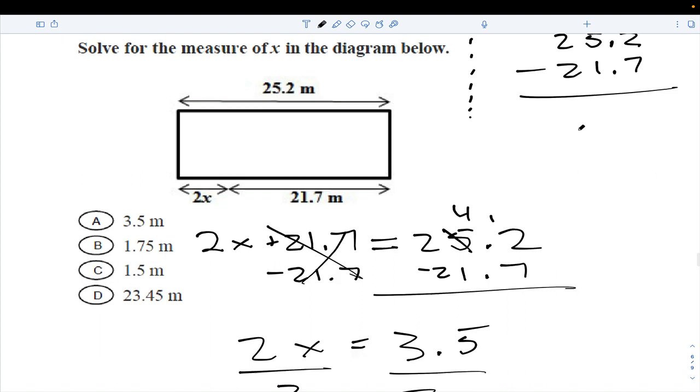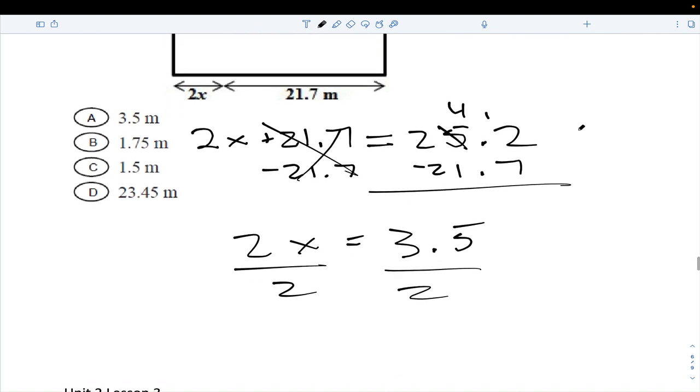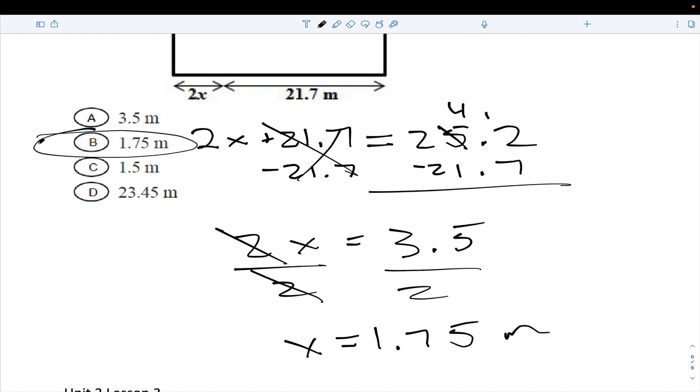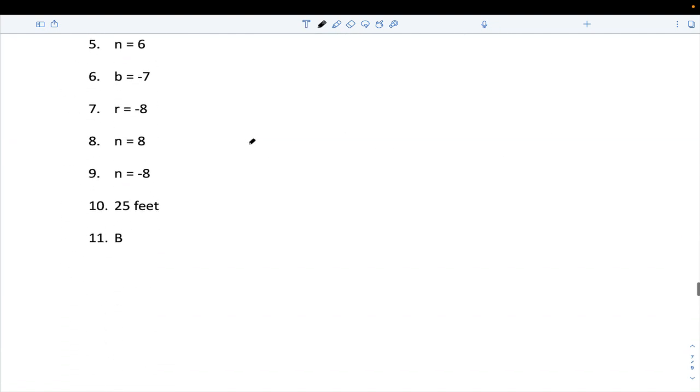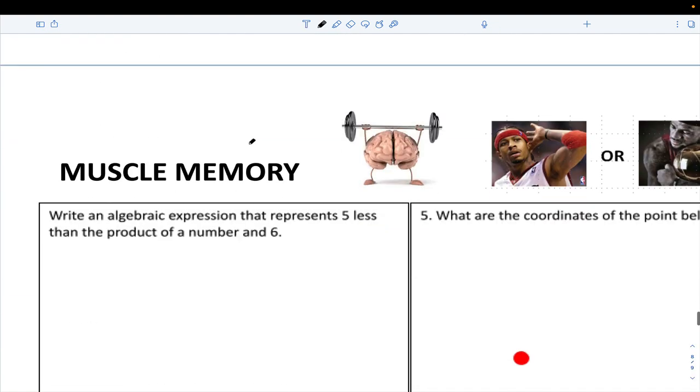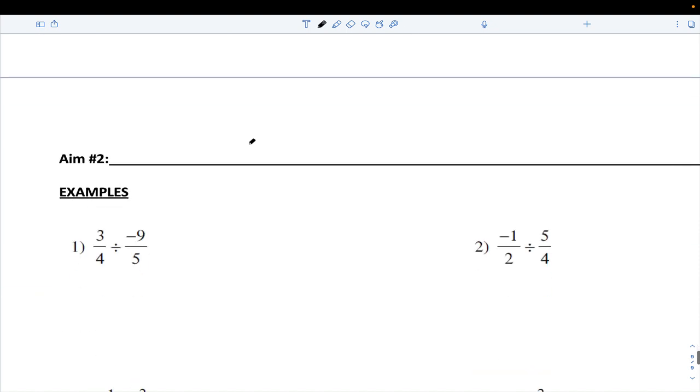The next step in our math mindset is to make the equation first and set that up in your head. But you definitely got both steps down, and x should be 1.75. B is your answer. Tricky fish, but you guys will eventually get there. This is the start of your pre-algebra mindset onto that next level. Skip muscle memory, go to aim number 2.